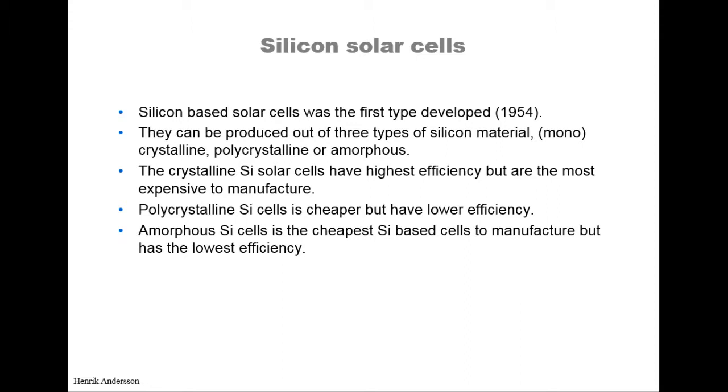Polycrystalline silicon cells are cheaper but have a lower efficiency. The cheapest type is the amorphous silicon cell. It is the cheapest to manufacture but also has the lowest efficiency.